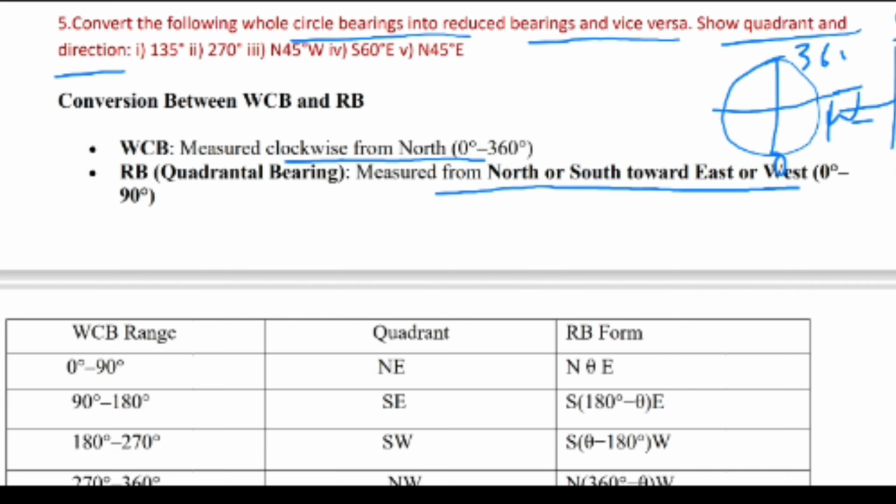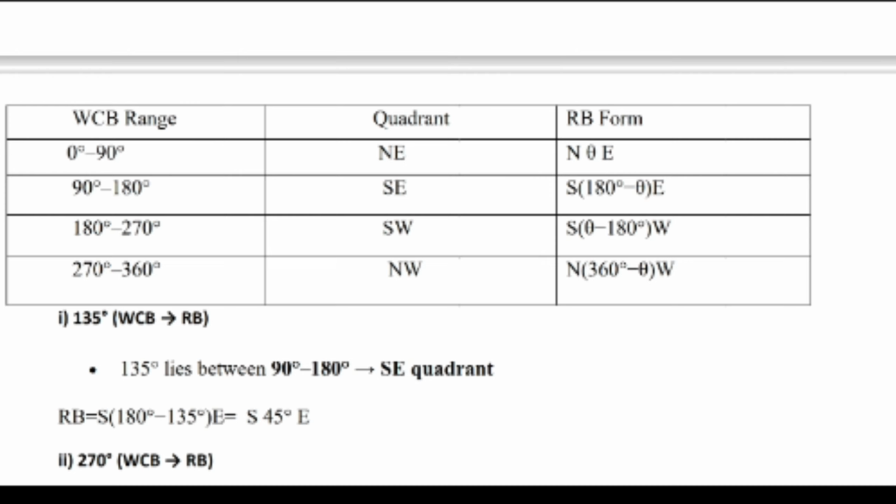Below, a chart is given with the whole circle range, quadrantal range and reduced form. 0 to 90 degrees is northeast: north theta east. 90 to 180 degrees is southeast: south, 180 degrees minus theta, towards east. 180 to 270 degrees is southwest: south, theta minus 180 degrees, towards west. 270 to 360 degrees is northwest.